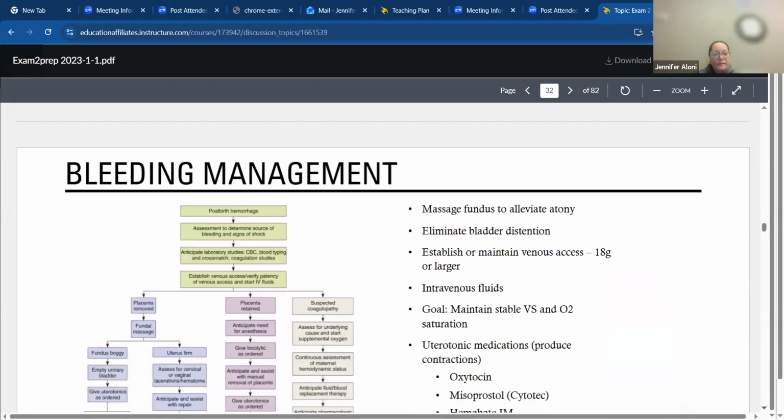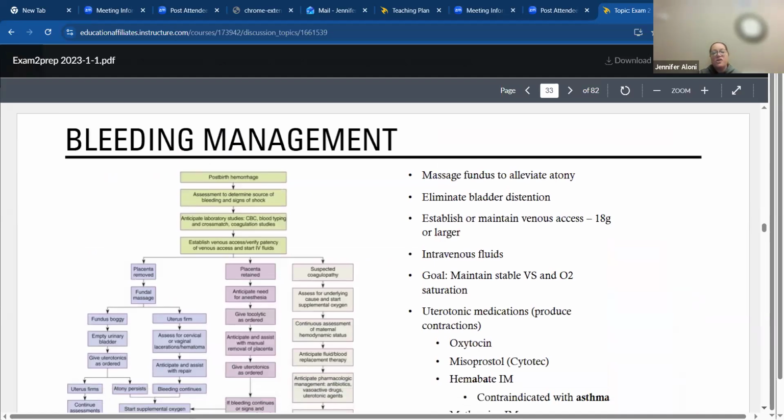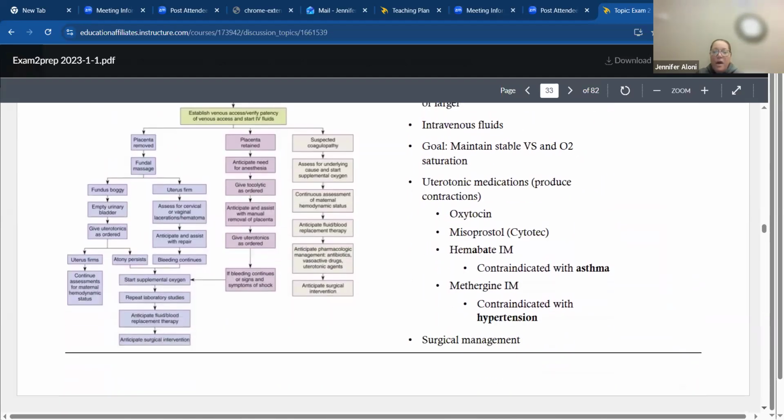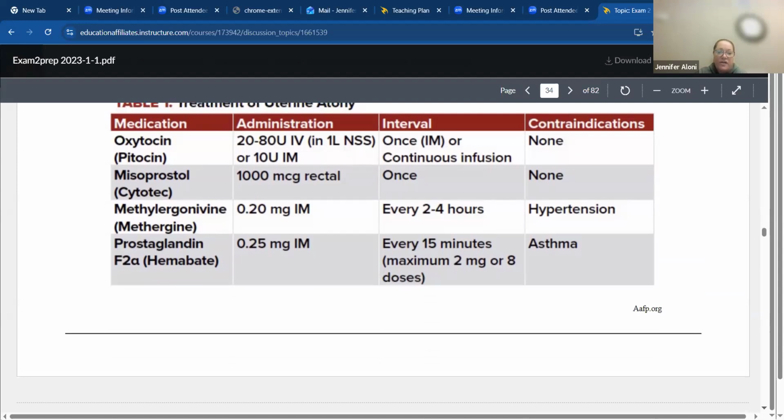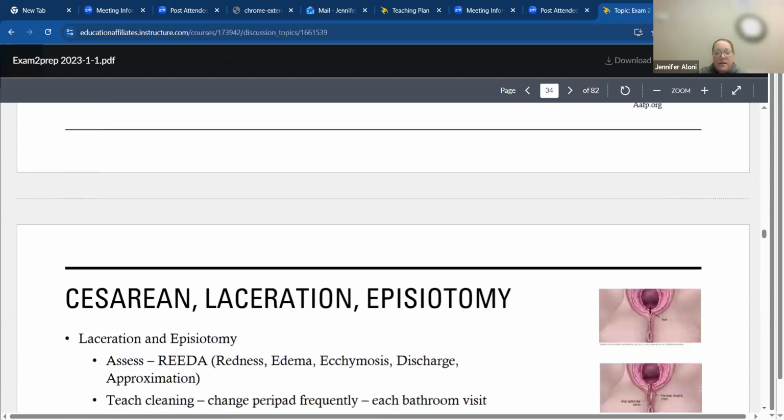Okay. Bleeding management, we're going to massage that fundus, make sure that it gets firm, IV fluids, make sure our vital signs are stable, make sure we've done all our postpartum Pitocin to get that uterus firm. If the uterus is at the knee, then you need to do something to get it to firm up. So there's some other things you can do here. Contraindications for Methergine is our hypertensive patients, and Hemabate is our asthmatics.